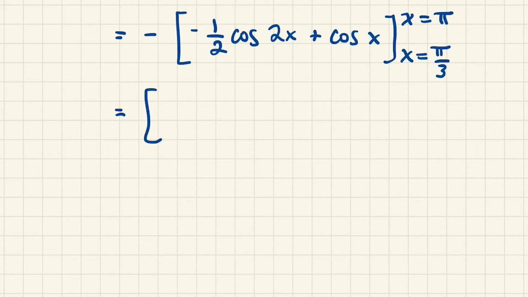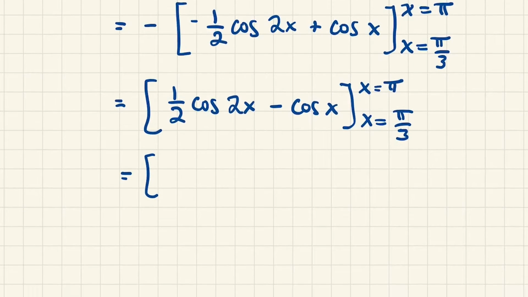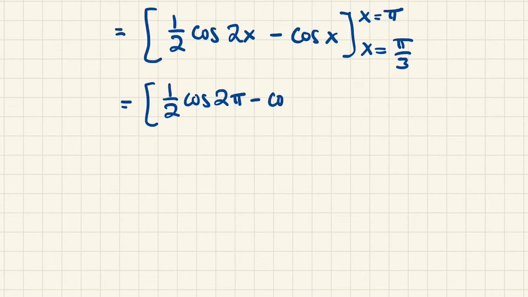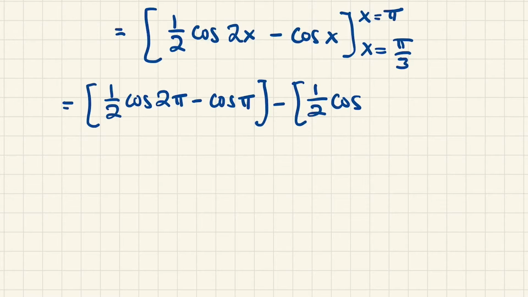So let's go to positive 1/2 cosine of 2x minus cosine of x from pi over 3 to pi. And now we'll plug our bounds in. So we'll plug pi in here. We get 1/2 cosine of 2 pi minus cosine of pi. And now we'll plug pi over 3 in. 1/2 cosine of 2 times pi over 3 minus cosine of pi over 3.